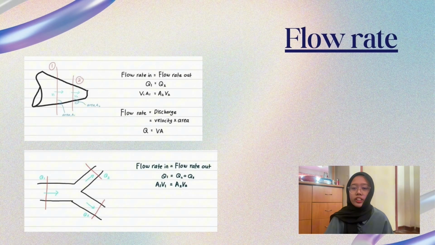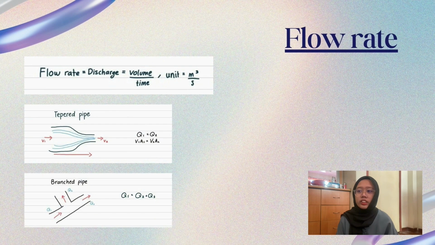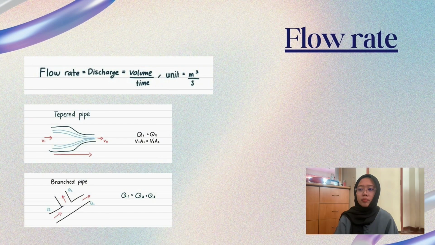Continuity equation. Flow rate in equals flow rate out, Q1 equals Q2, A1 V1 equals A2 V2. Flow rate equals discharge, Q equals VA. Flow rate in equals flow rate out, Q1 equals Q2 plus Q3, A1 V1 equals A2 V2 plus A3 V3. We also can say flow rate equals discharge equals volume per time. The unit is meter cubed per second. Split pipe: Q1 equals Q2, V1 A1 equals V2 A2. Branch pipe: Q1 equals Q2 plus Q3.